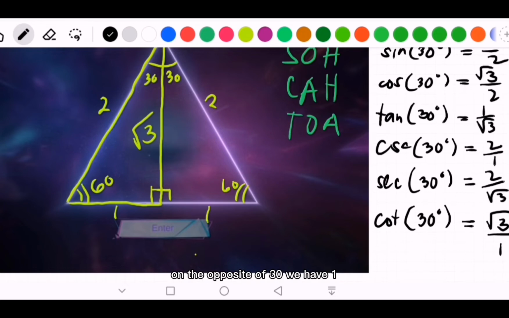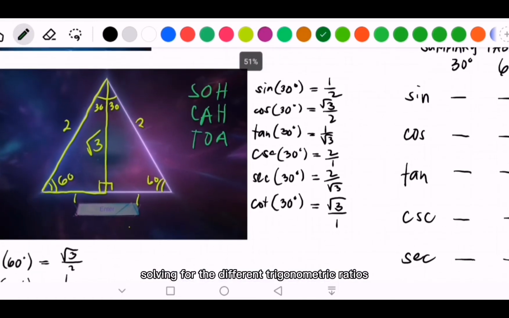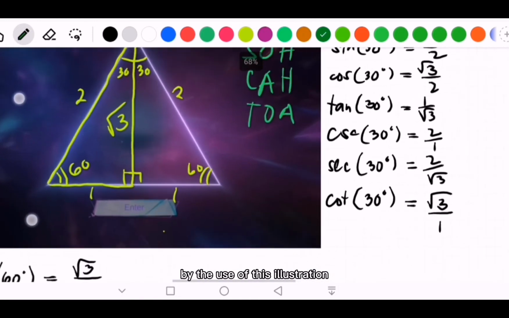On the opposite of 30, we have 1. That's the shortest side of the triangle. And then the opposite of 60 degrees is square root of 3, and the opposite of 90 degrees is 2. Now, we'll be solving for the different trigonometric ratios by the use of this illustration.